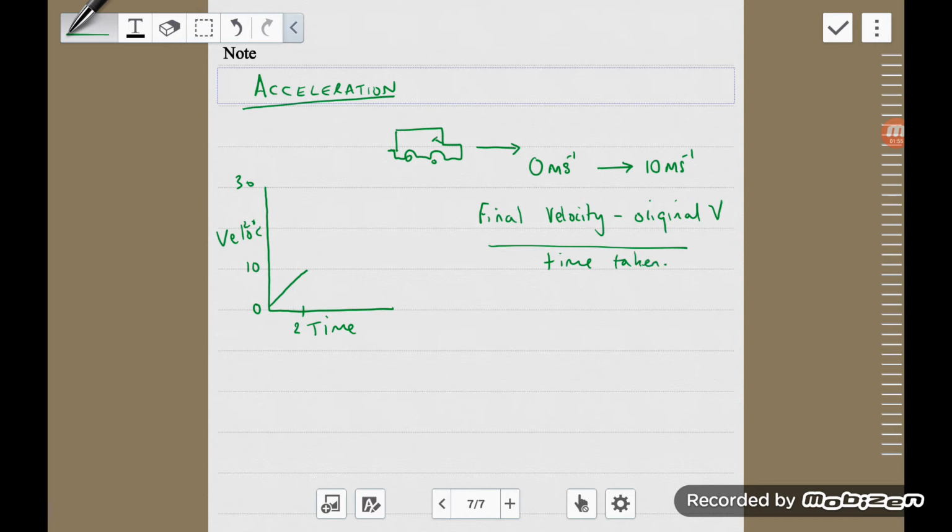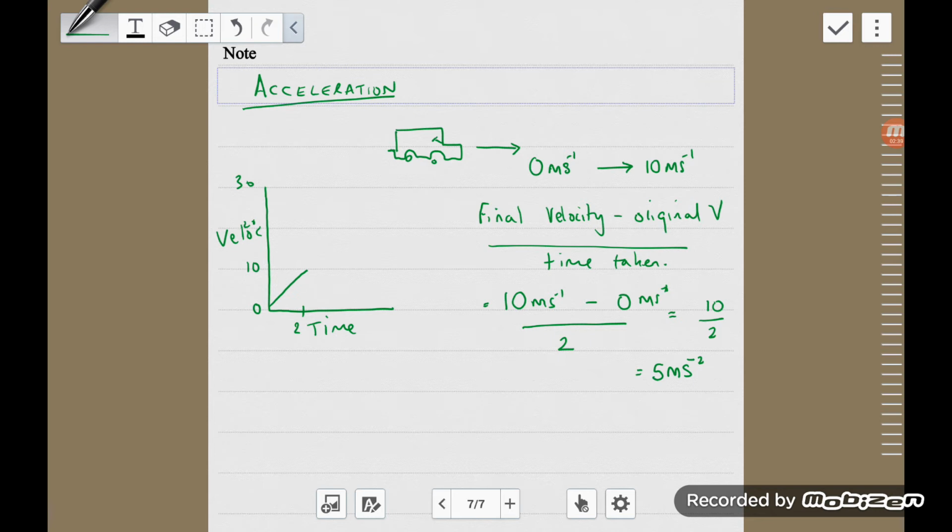And so, if we fill in the gaps here, in this car we've got a final velocity of 10 meters per second. It started off at 0 meters per second. And it took 2 seconds, according to this graph. So, 10 minus 0 is 10, divided by 2, equals 5 meters per second increase in velocity every second. So it's 5 meters per second, and we actually write that as 5 ms to the minus 2. Velocity is ms to the minus 1, acceleration is ms to the minus 2.